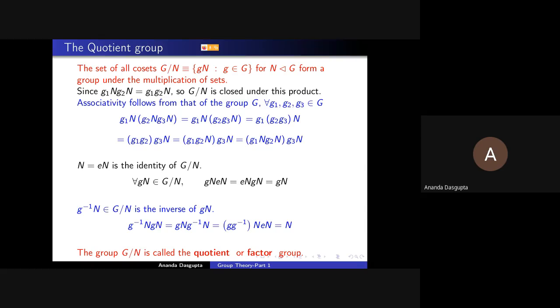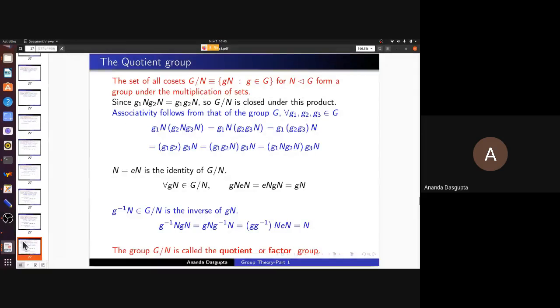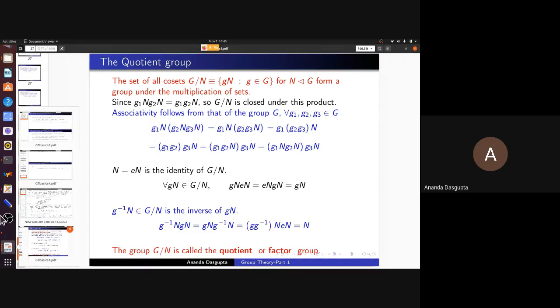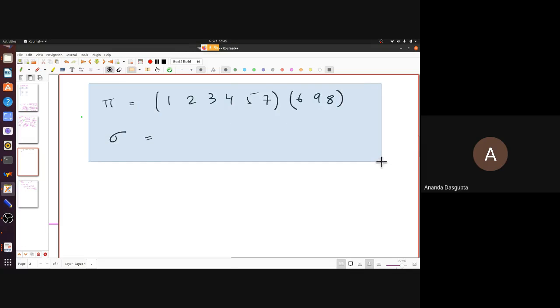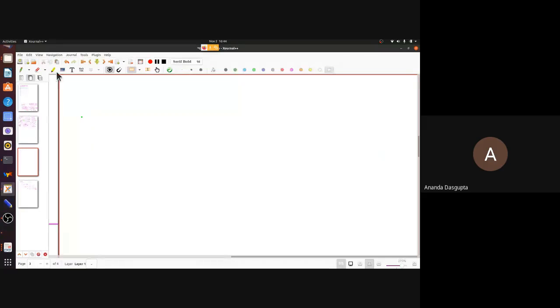Okay, everybody clear? Because I'm now going to move on to the next topic. Before I move on to the next topic, let me just give you an example of this. Perhaps that would be useful. Let's forget about this thing right now. So, one rather non-trivial example of a normal subgroup.